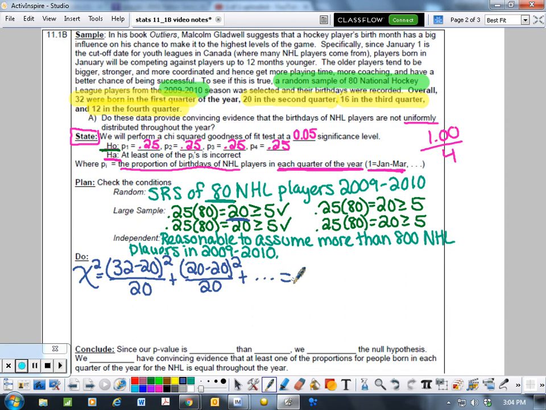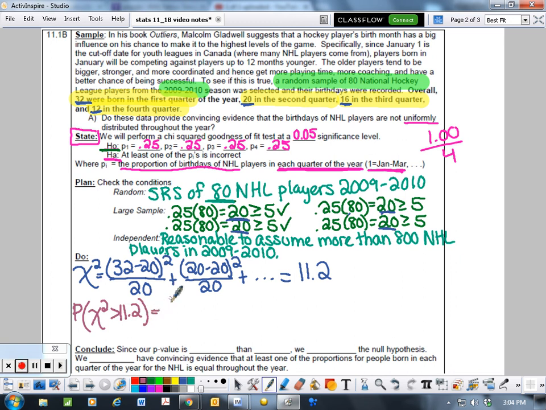And then we would go to our calculator and we would put these values, 32, 20, 16, and 12 in our list 1. And then we'd put these 20, 20, 20, and 20 in our list 2. And then we'd use L3 to help calculate our chi-squared statistic. And so when we do this, we're going to end up with a chi-squared of 11.2. And now it's time to calculate our probability value. So our p-value is the probability that our chi-squared is greater than 11.2.